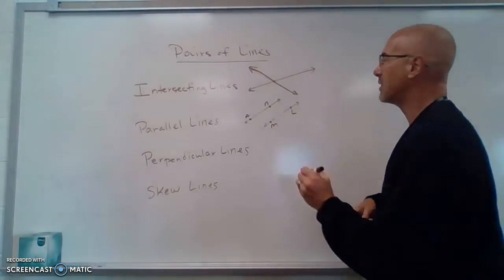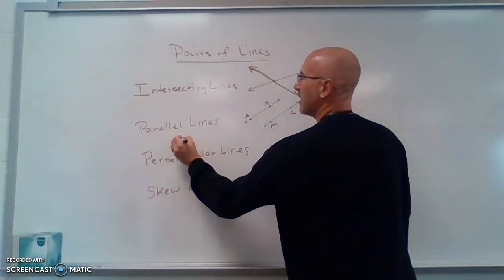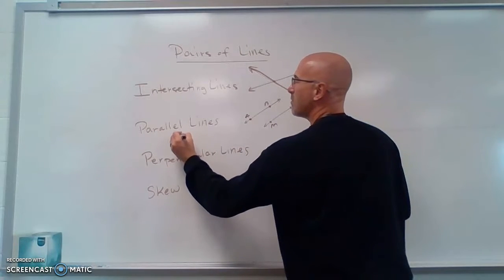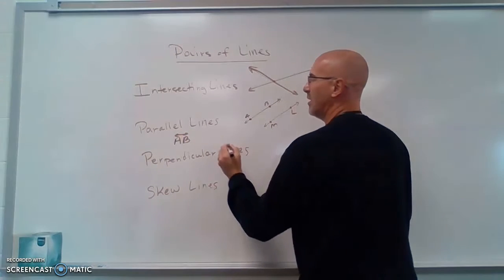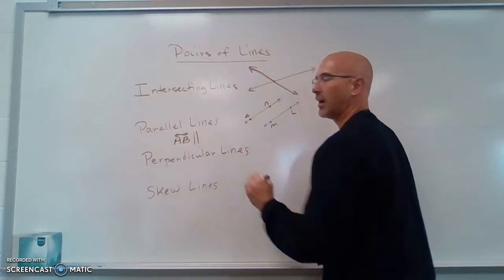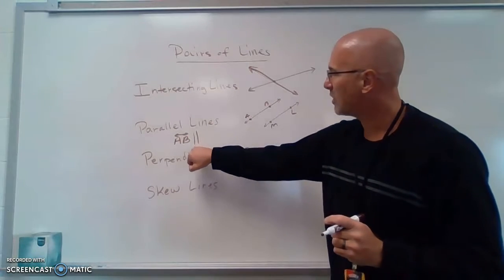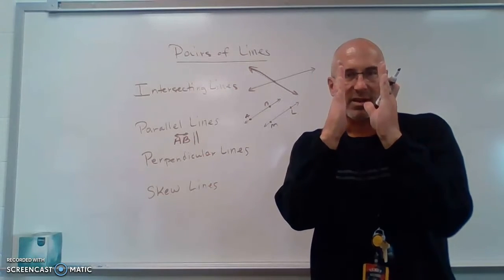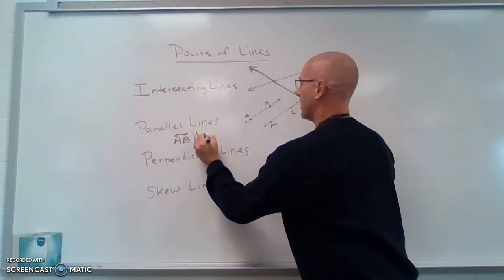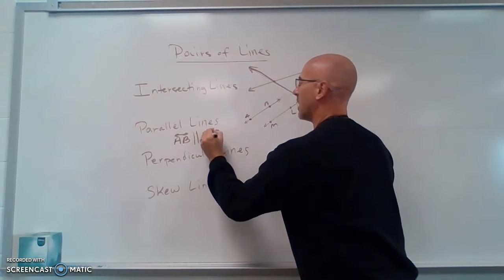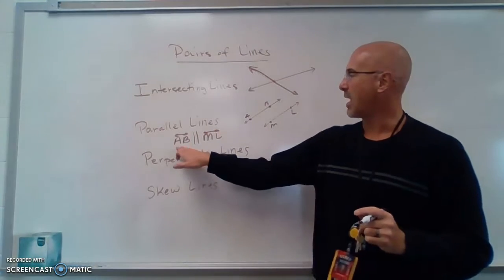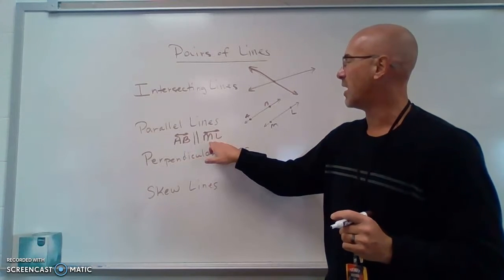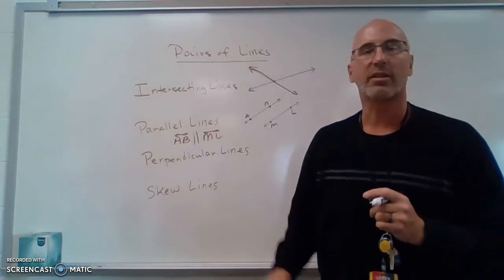And here's how we write that. We would say that line AB is parallel. See how we put these two lines here? It looks like a set of mini parallel lines. Line AB is parallel to line ML. We have to make sure we have the line symbols there.